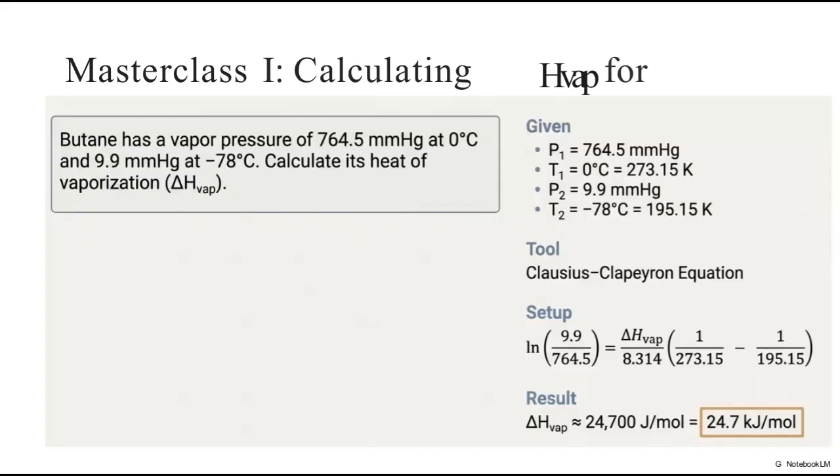So you have to substitute and solve for delta H of vaporization. So you have to calculate the natural log of 9.9 divided by 764.5, then multiply by 8.314, and then divide by the answer from this parenthesis calculation. It's going to be around 24.7 kilojoules per mole. So make sure that you can plug the numbers into the equation and you can solve it. You will have at least one problem using Clausius-Clapeyron.